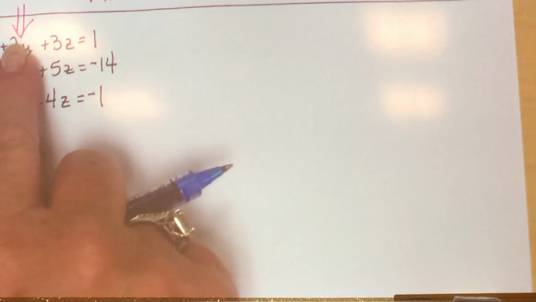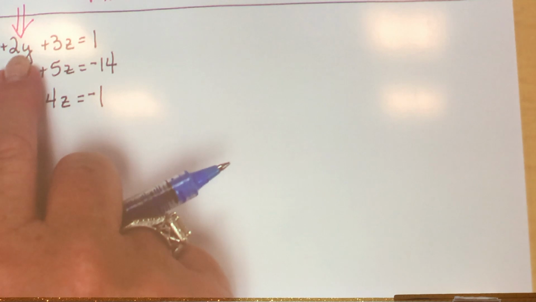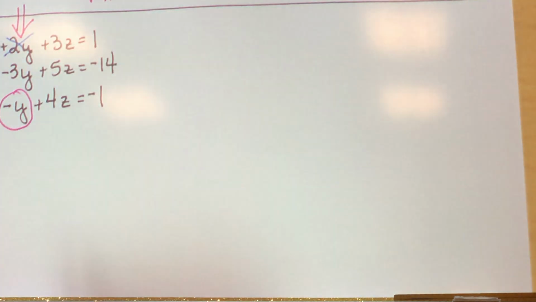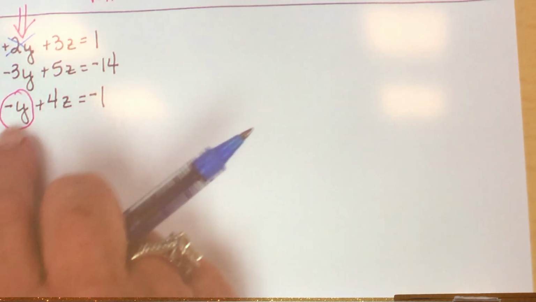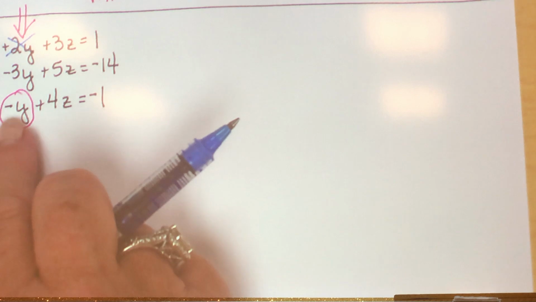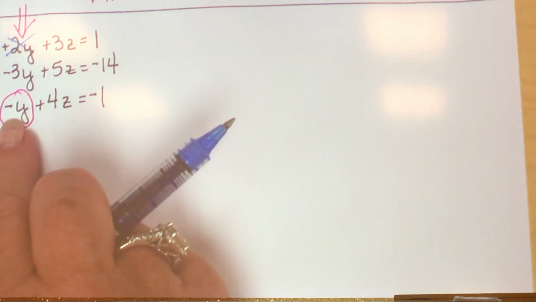So, what do I need to add to this 2y? I'm going to start right here, okay? I'm going to get rid of this 2y right here. So what do I need to add to 2y to get rid of it? Negative 1. Oh wait, negative 2. Negative 2. Can I make a negative 2 out of this? Yes, by multiplying it by 2.